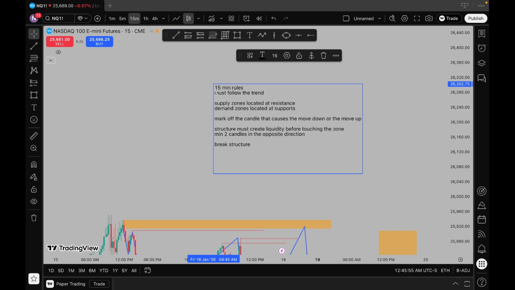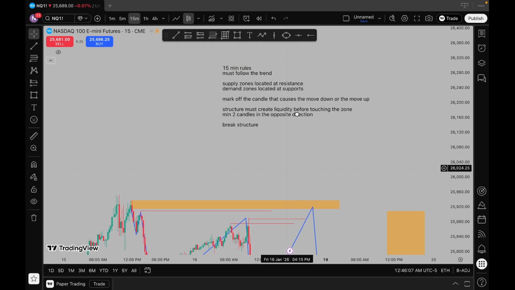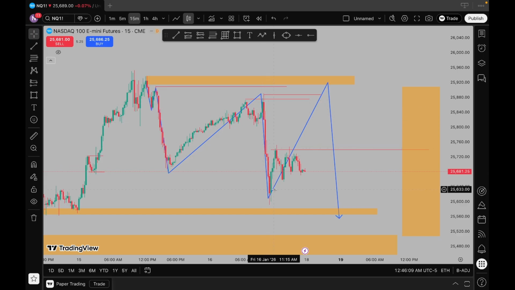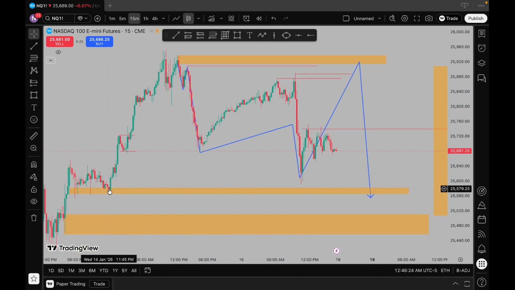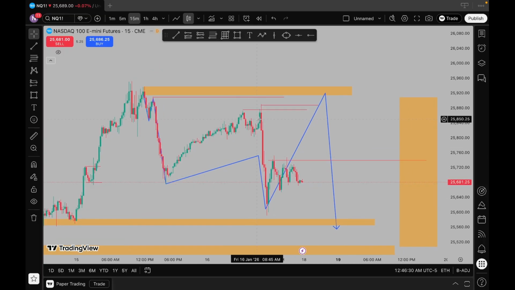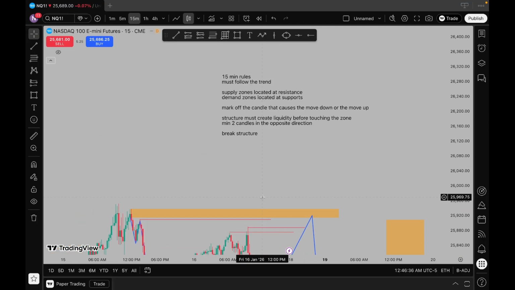So the same thing applies. 15-minute rules: must follow the trend. Supply zones located at resistance. Demand zones located at support. Mark off the candle that causes the down move or the up move. So this would be your down move candle, the one that caused this move. It would be the last green candle or the last red candle to cause the impulsive move. So in this example, it would be this candle causing this impulsive move, so you would mark this as your demand zone. In this example, it would be this green candle that caused your drop to make your supply zone, right?